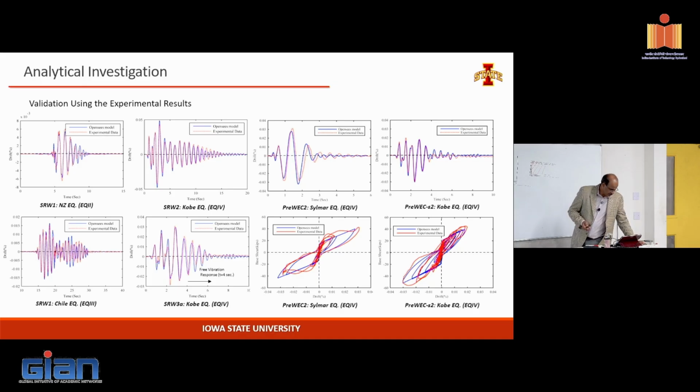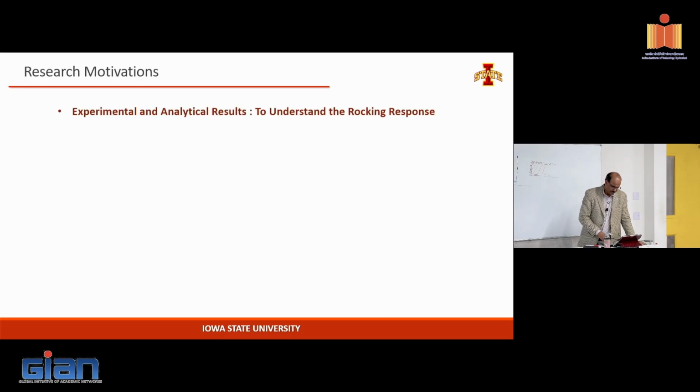So you could see some of the predictions the student did here, experimental versus the theoretical curve. So those four are for a single rocking wall, and these are for the Prevex system. So you can get fairly good accuracy with a very simple model.